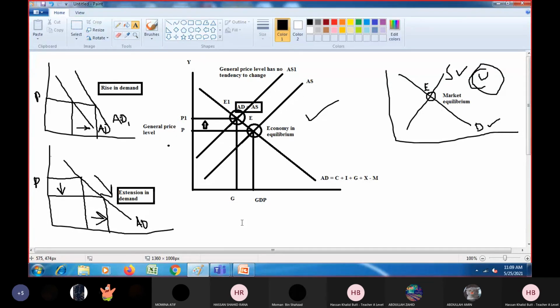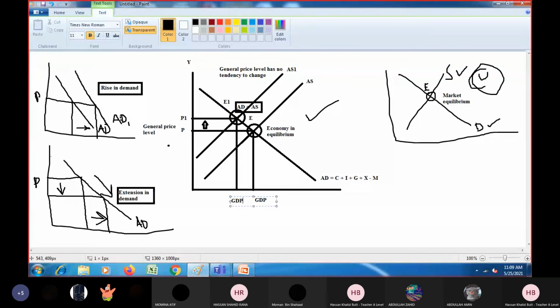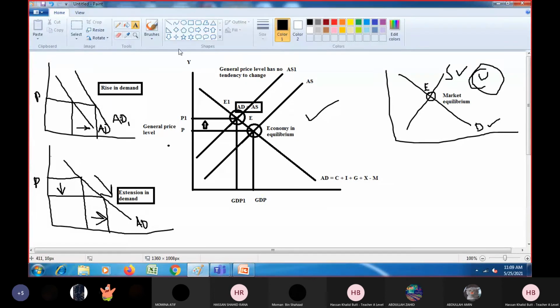Let me just GDP 1, right? So it means GDP has gone down as well. Now remember, I just drew this diagram.